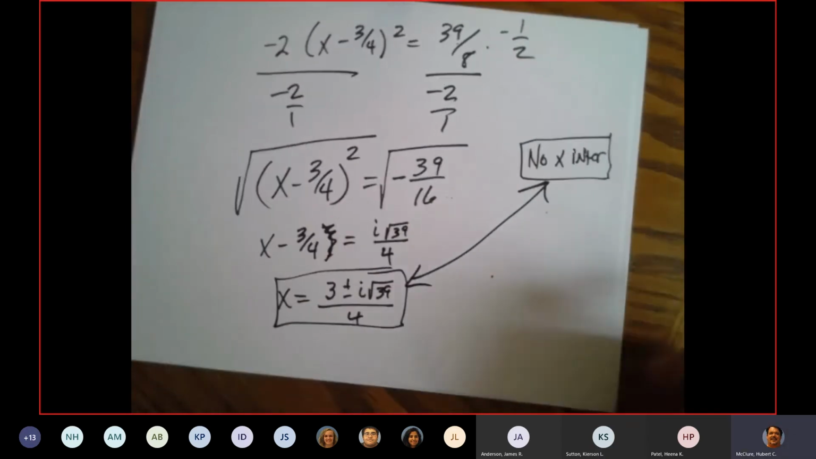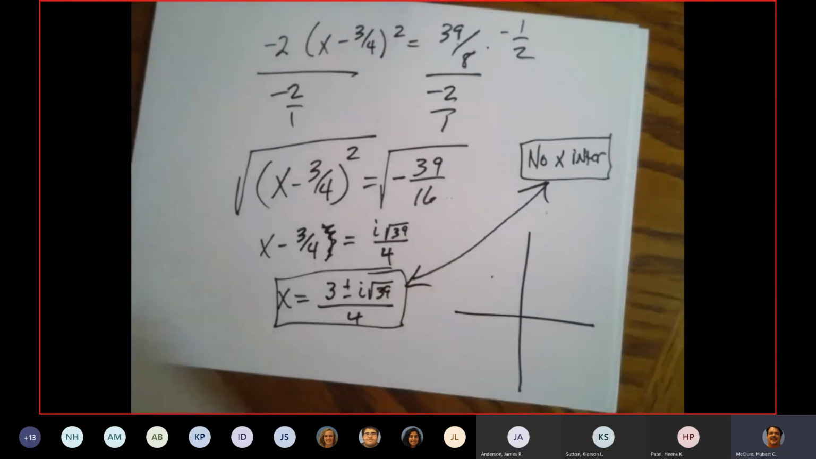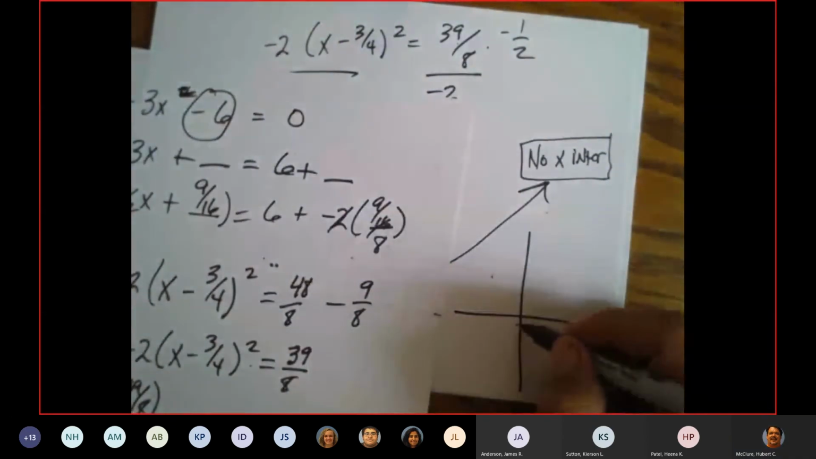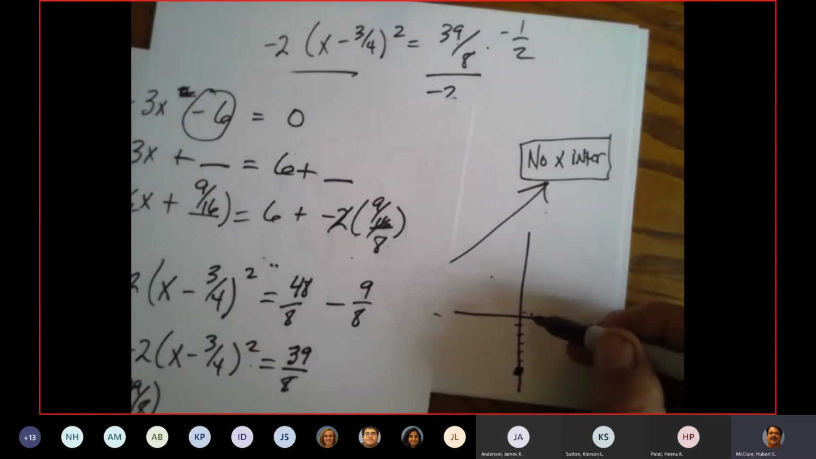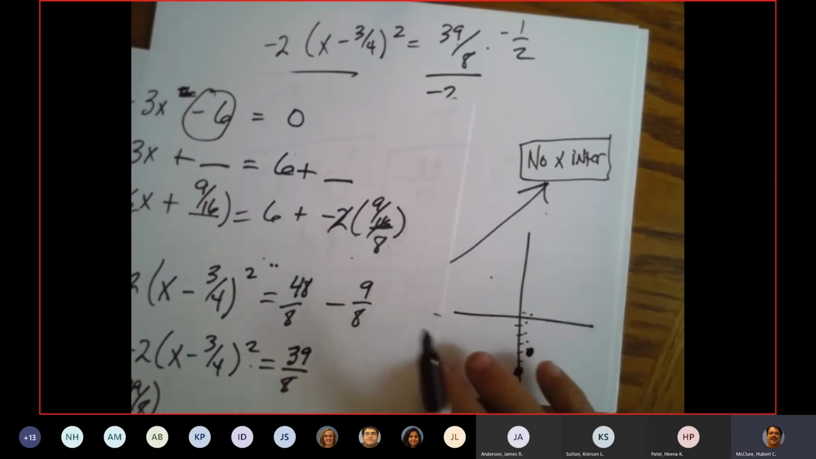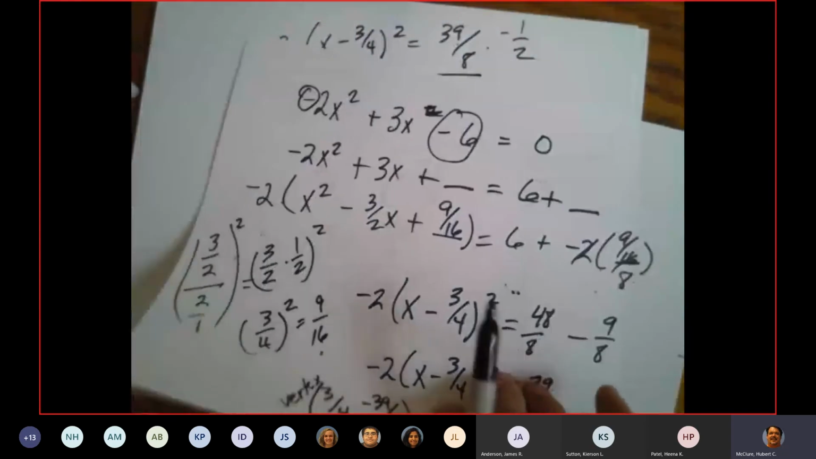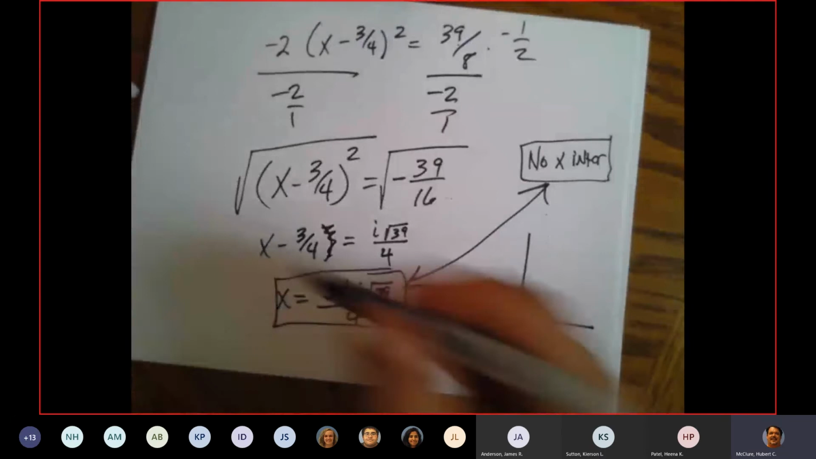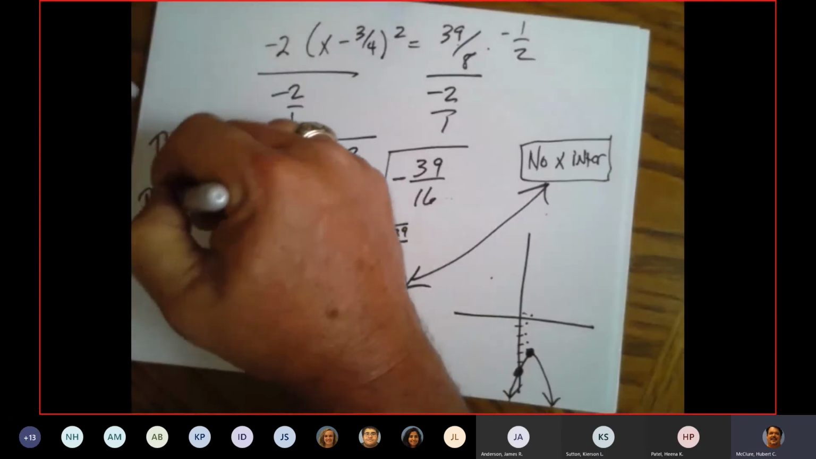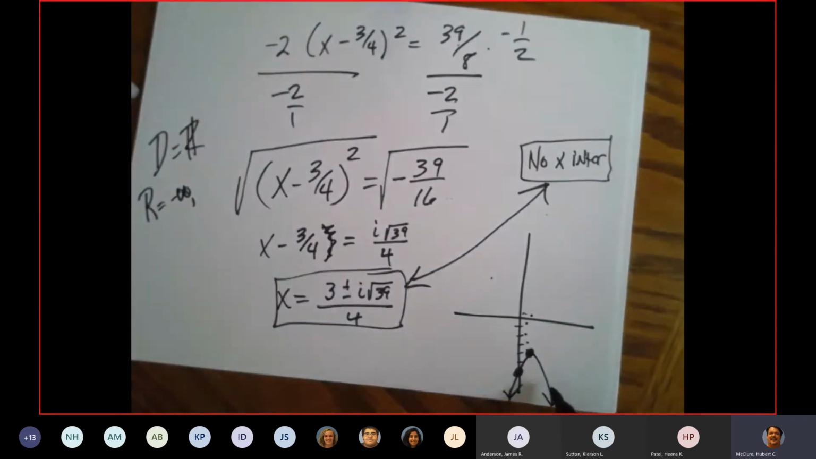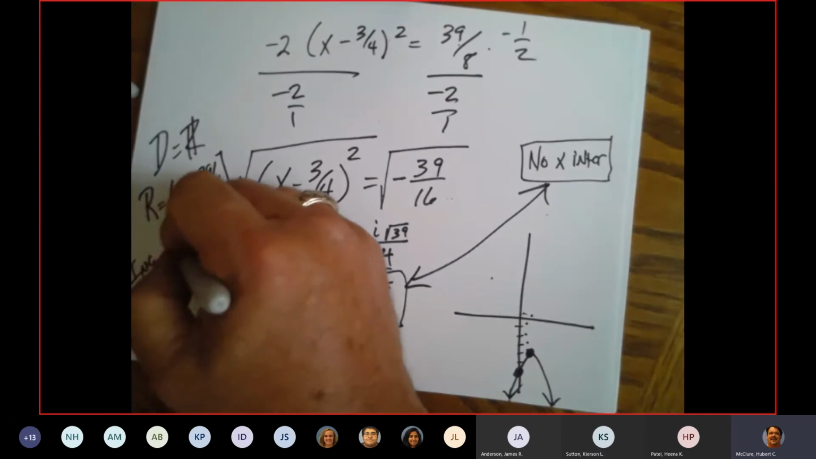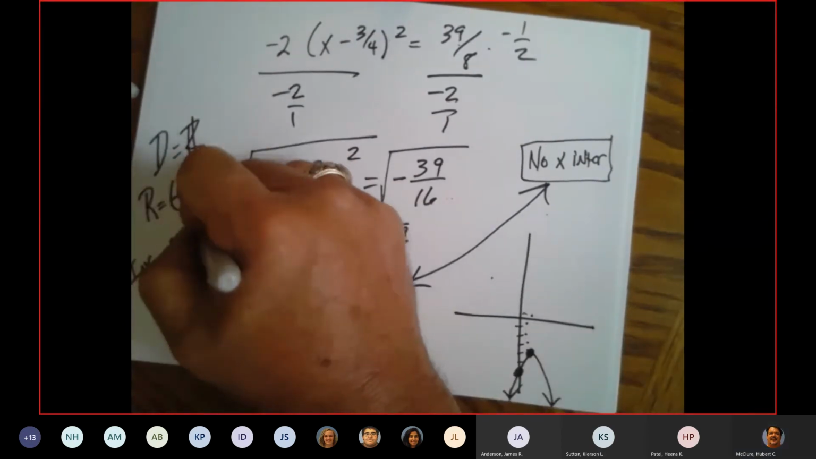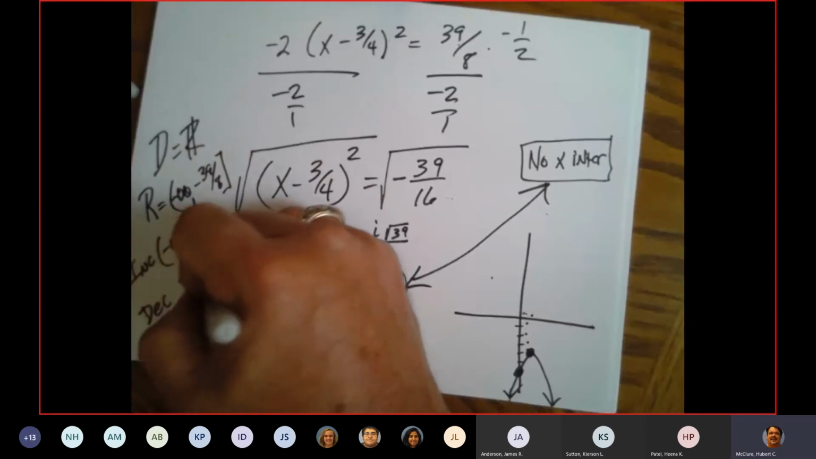So that means we've got a parabola. We know that the y-intercept is -6. We know that our vertex is 3/4 to the right, and 8 will go into 39 4 times, 4 3/8. 1, 2, 3, 4. And we know since it's negative right here, that means it's opening which way? It's opening downward. So now we've got a domain of all real numbers, a range -infinity to -39/8. And then we've got increasing from -infinity to 3/4 and decreasing from 3/4 to infinity.